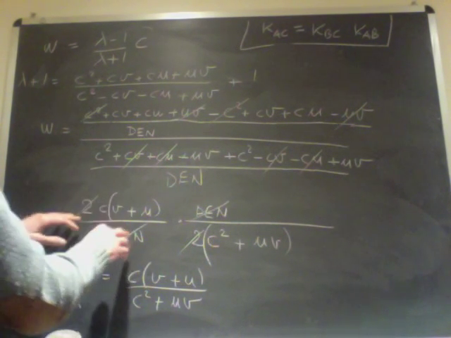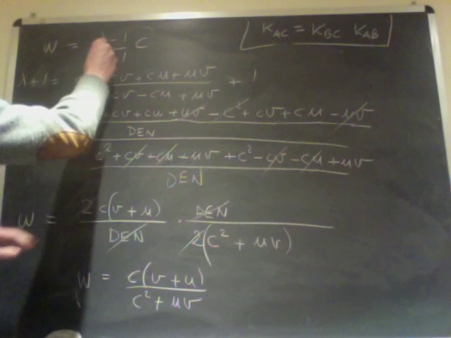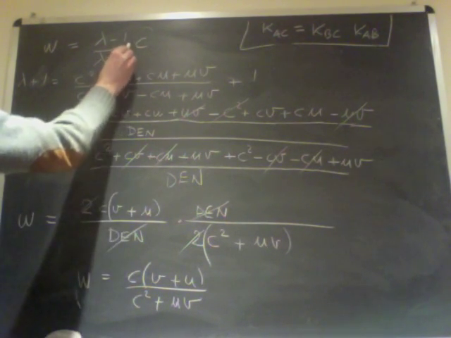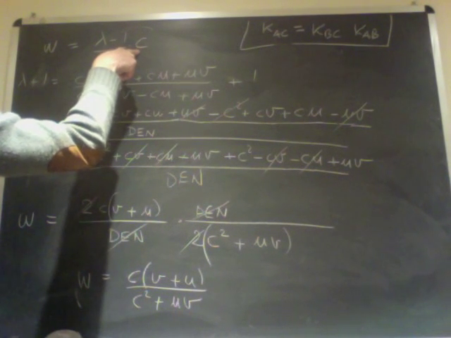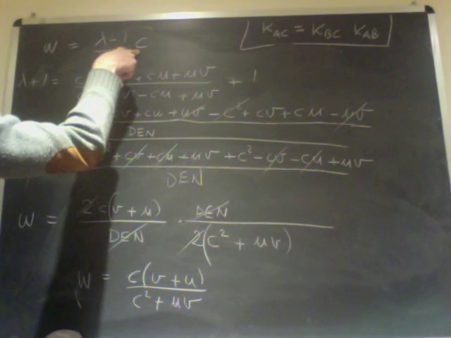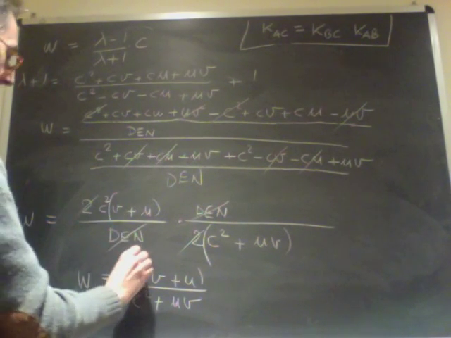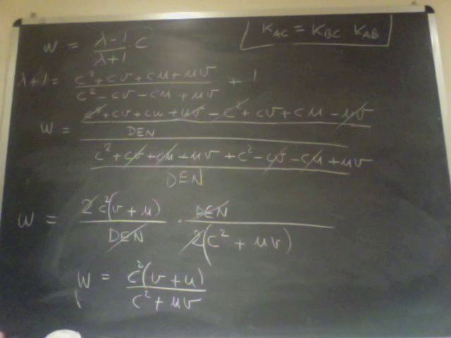This is the ratio of lambda minus 1 divided by lambda plus 1. And I forgot that this all is multiplied by c. Okay, so I've got this result, c squared here and c squared here.